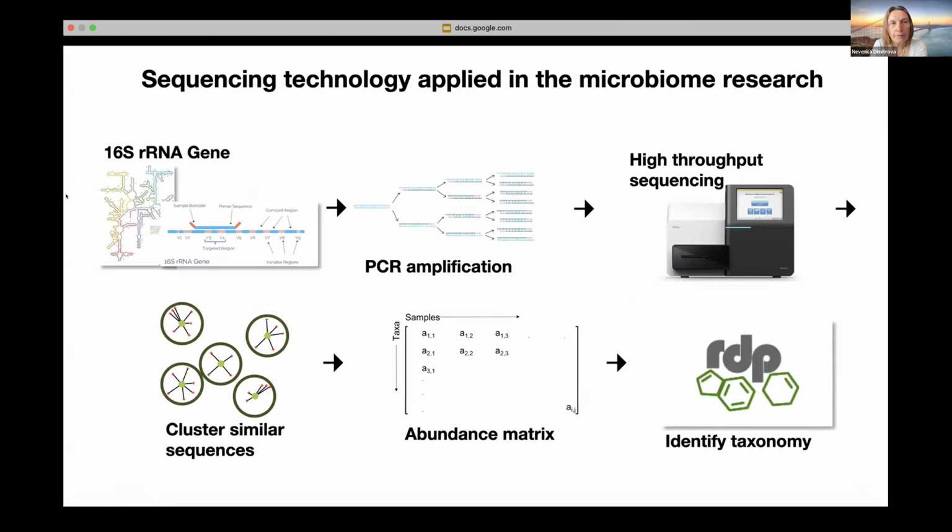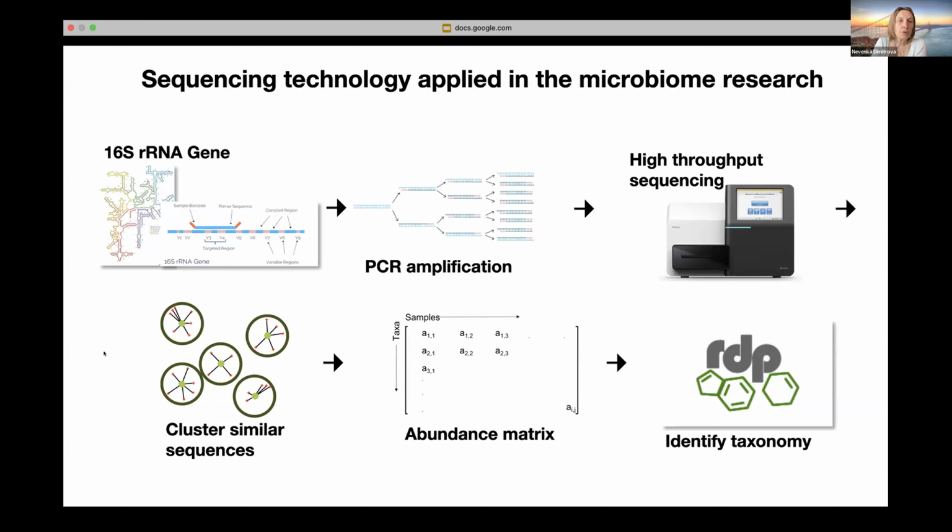So this is a very high level description of the technology which is applied in microbiome research. So a sample is taken, and first the 16S rRNA gene is targeted. Then there is a step of PCR amplification, which then goes through high throughput sequencing. And from this point onward, this is where the data comes in. This is where MPEG-G comes in.